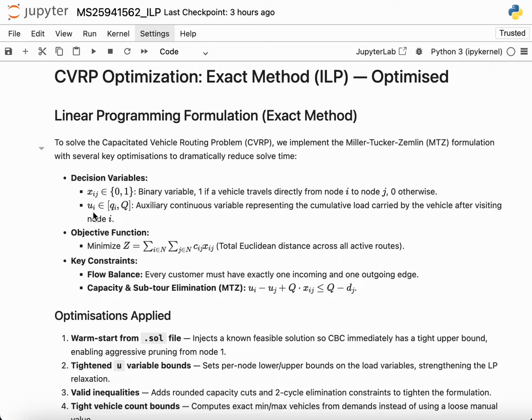This ensures two things. First, it prevents subtours or illegal loops, and second, it guarantees the vehicle never carries more than its 206 unit limit.